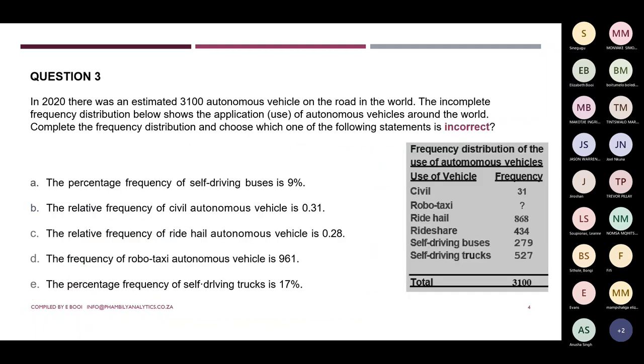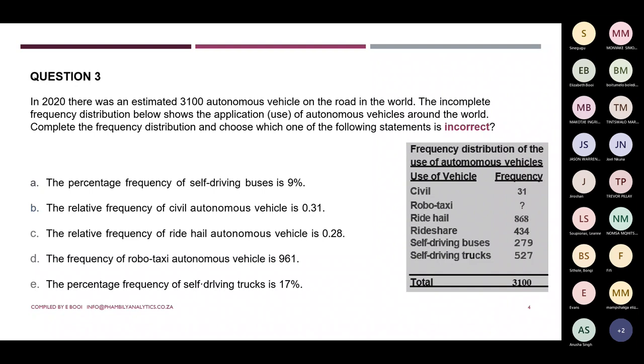Question three. In 2020, there was an estimated 3,100 autonomous vehicles on the road in the world. The incomplete frequency distribution below shows the application or use of autonomous vehicles around the world. Complete the frequency distribution and choose which one of the following statements is incorrect.